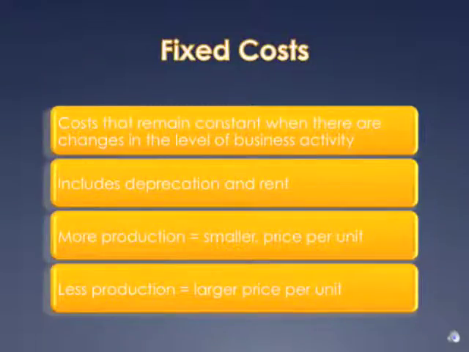Fixed costs are next, and these are costs that remain constant when there are changes in the level of business activity. These include depreciation and rent, and more production equals a smaller price per unit, and less production equals a larger price per unit.